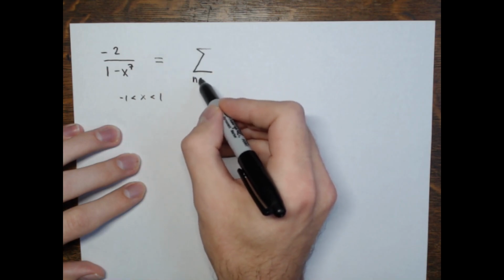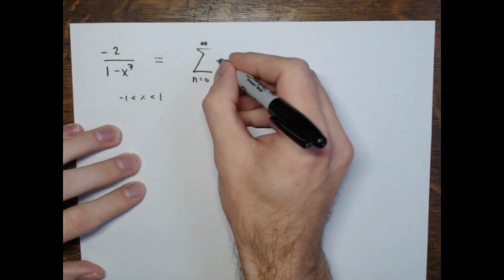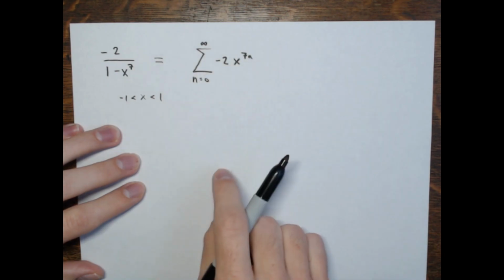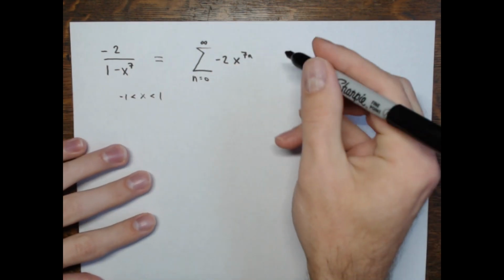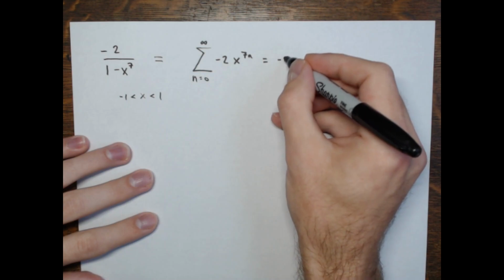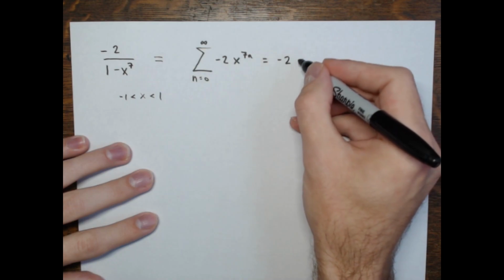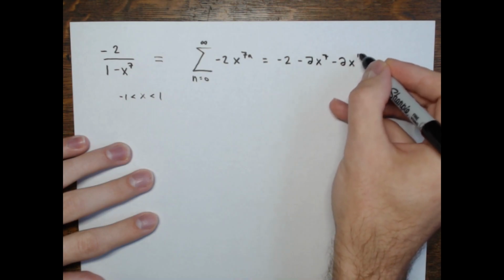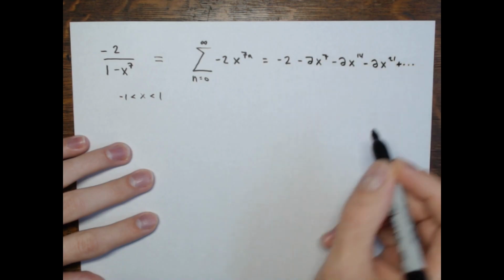The sum from n equals 0 to infinity of negative 2 times x to the 7th to the nth. So x to the 7n. Putting the negative 2 in, and then you have x to the 7th to the nth power, so x to the 7n. Now, if I write out the first several terms of this, this would be negative 2, and then I keep multiplying by x to the 7th: minus 2 x to the 7th, minus 2 x to the 14th, minus 2 x to the 21st, and so on, right?